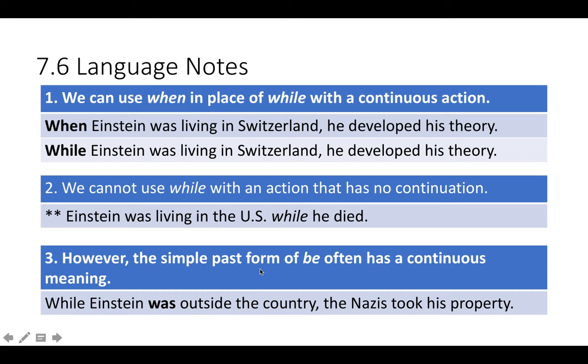Okay. However, the simple past form of be often has a continuous meaning. While Einstein was outside the country, the Nazis took his property. Okay, this was probably longer than this. This is something that happened inside of this time.